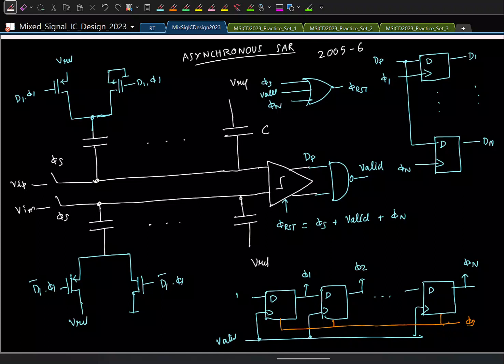But of course, this SAR ADC comes with its own set of problems. But like I say, only if you have problems, as engineers, you have jobs, right? So let's look at what are the issues we might have and how we tackle it in practice. The first issue is this.